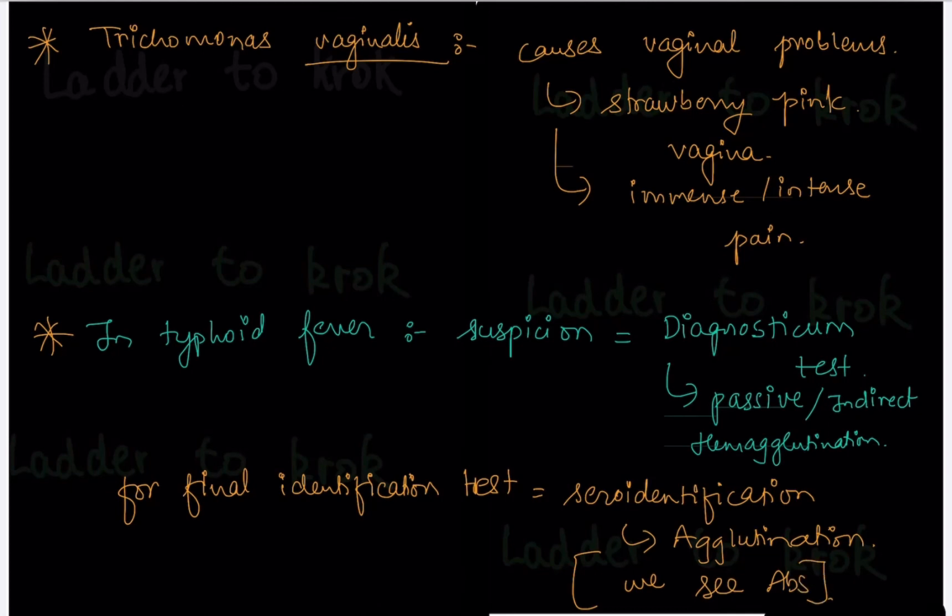Okay, so remember this, that in case of suspicion of typhoid fever, we will suggest the diagnosticum test. Specifically, it is passive indirect heme agglutination. If we are carrying out a final identification or confirmation, then it is the sero identification test, specifically agglutination. And what do we see there? We see antibodies.